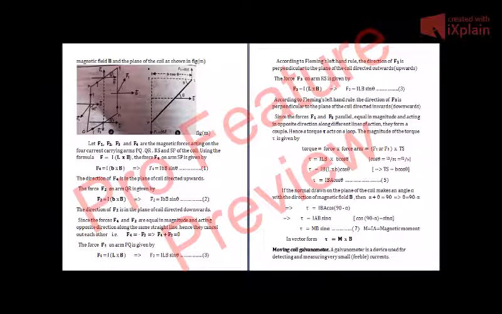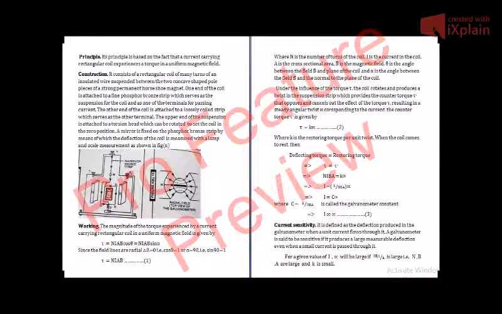Now our next topic is the moving coil galvanometer. You might have read about this galvanometer in class 10th. What is a galvanometer? A galvanometer is a device used for detecting and measuring very small, feeble currents.